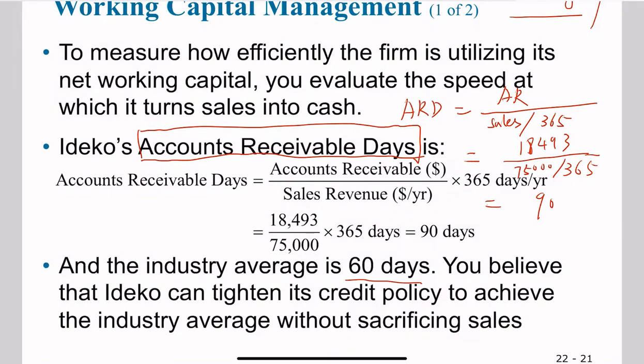This essentially means you want to tighten IDACO's credit policy to its customers, right? So if you have 90 days of accounts receivable days, it basically means you're extending credit to your buyers for like 90 days. And now you want to extend this credit to your buyers for only 60 days. This will reduce your accounts receivable, and this will reduce your working capital needs.